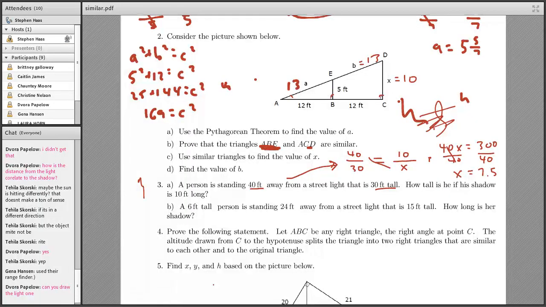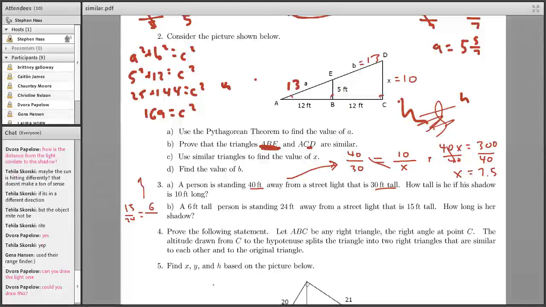Okay, so let's go back to number 3 over here. A 6-foot-tall person is standing 24 feet away from a street light that's 15 feet tall. How long is her shadow? Well, it tells us that for the street light, the ratio is 15 tall to 24 feet away. So we'll say 15 is to 24. The ratio of the human is the same. The human is 6 feet tall, so we'll put the 6 on top because it corresponds to the 15. And x is how long her shadow is.